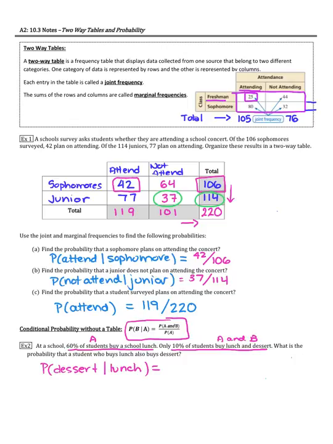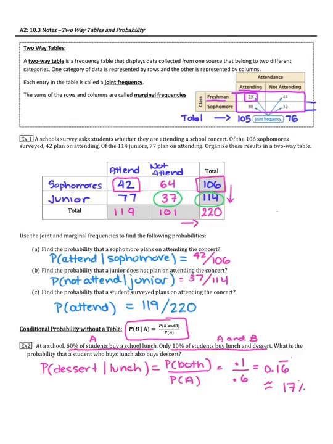That's going to be the probability that you did both divided by the probability of having bought lunch, because we're looking at a subset, the condition that you bought lunch. So this is going to be 0.1 divided by 0.6, which gives you, I believe, when we do it out on our calculator, 0.16 repeating, which is about 17%.